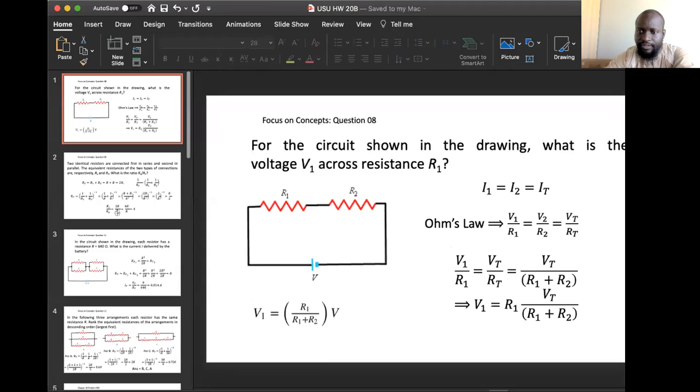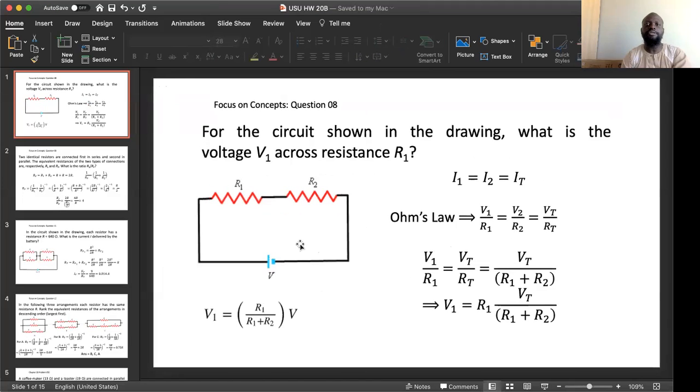So this is the first problem we have here, focus on concept question 08. It says for the circuit shown in the drawing, what is the voltage V1 across resistance R1? So these are resistors in series. So we have the same current flowing through 1 and 2, which is the total current coming from here. So I1 equals I2 equals total current. So we're going to write this in terms of Ohm's law. So I1 is V1 over R1, I2 is V2 over R2, I total is V total over R total.